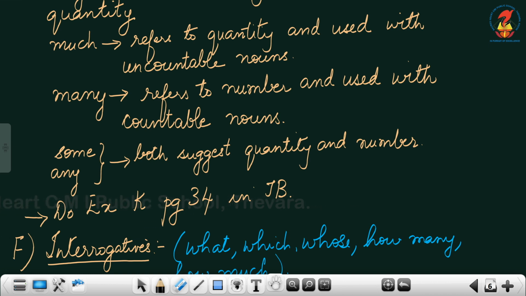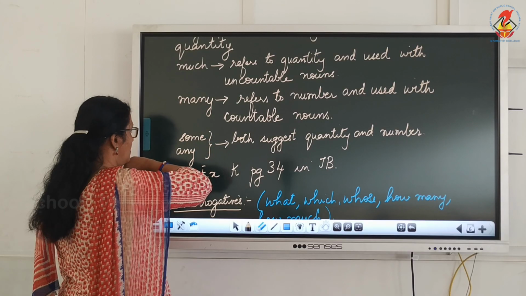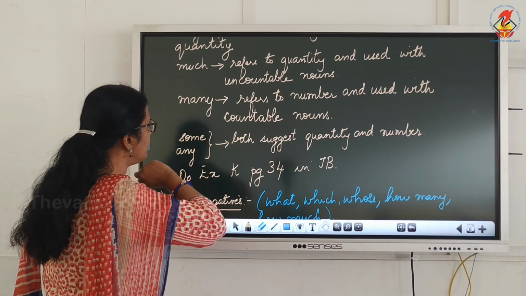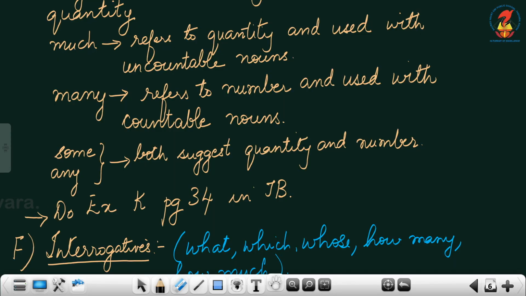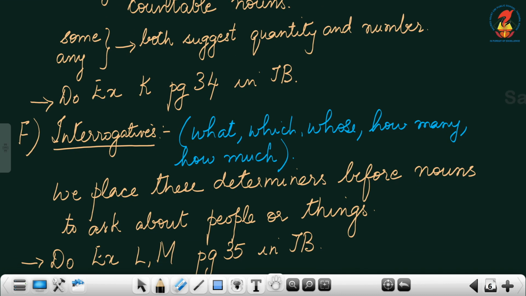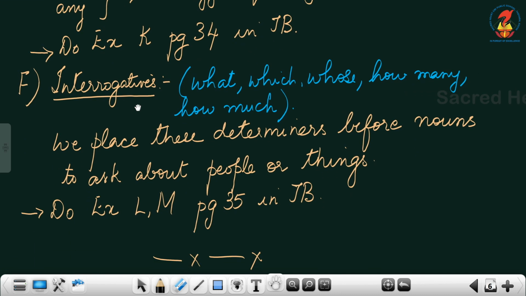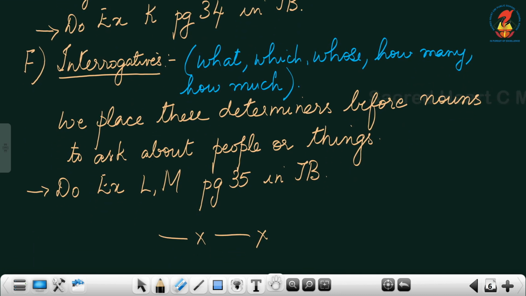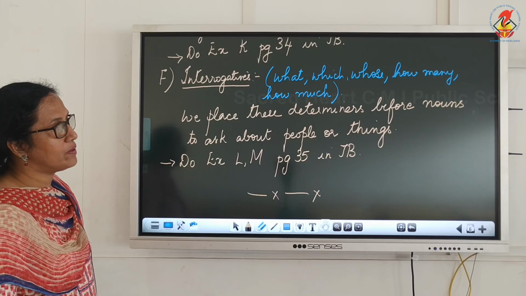After this I want you to just read through what is written for distributives and then do the exercise on page 34, exercise K. It should be done in your textbook itself. Then after that we will be moving on to the next determiner, that is interrogative. As the word suggests, interrogative means what? Asking questions.